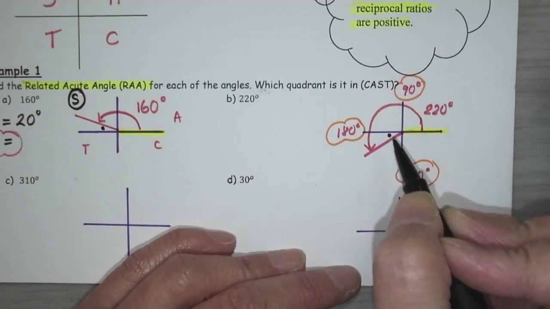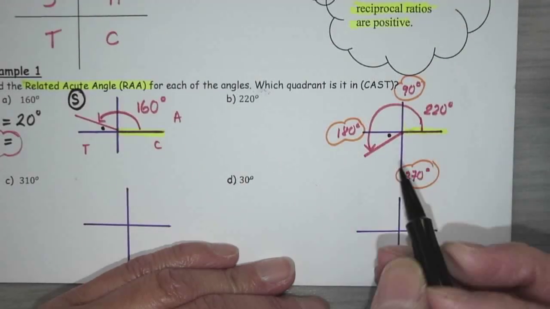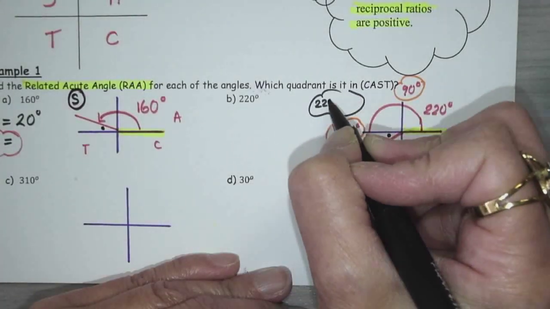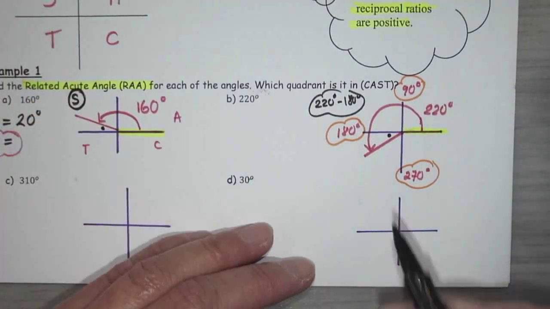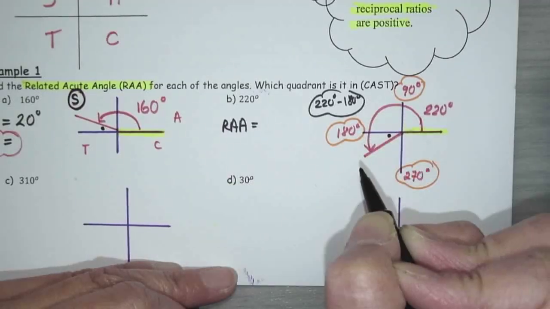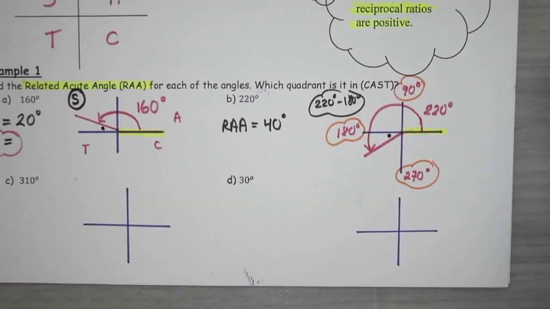So here, drop it towards the x-axis. What's that little angle? If I know the whole thing is 220, in my brain I'm going to go 220 minus 180. Does that make sense? You don't have to show me that. But if I know that's 180, it's 220. So then my RAA is 40? 40. Stop me if I'm wrong.